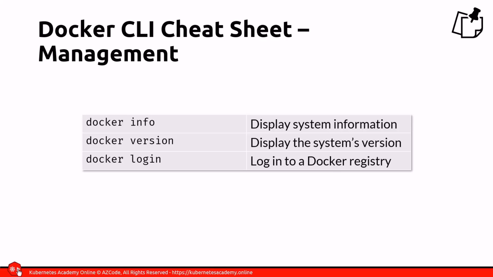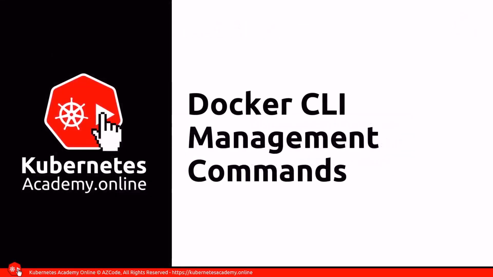So when you install Docker Desktop on your Mac or PC, it also installs the Docker CLI tool. Our first command is docker info. This will display some information about the Docker installation on your machine. Docker version will display its version. And docker login will log you into a Docker registry. By default, this login command will log you into Docker Hub, the registry from Docker. And this concludes this lecture on the Docker CLI.